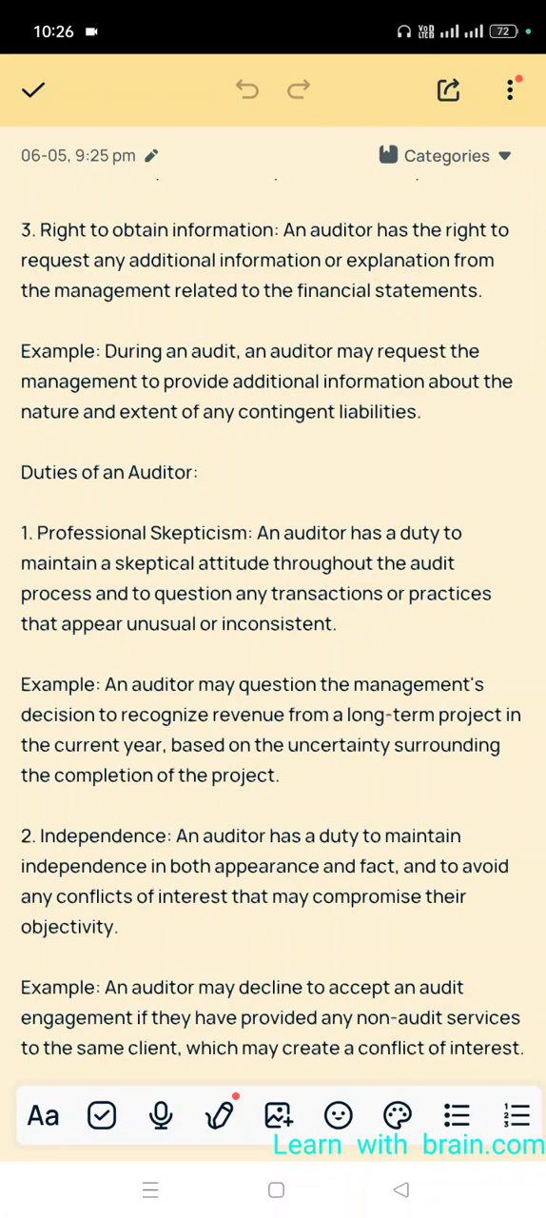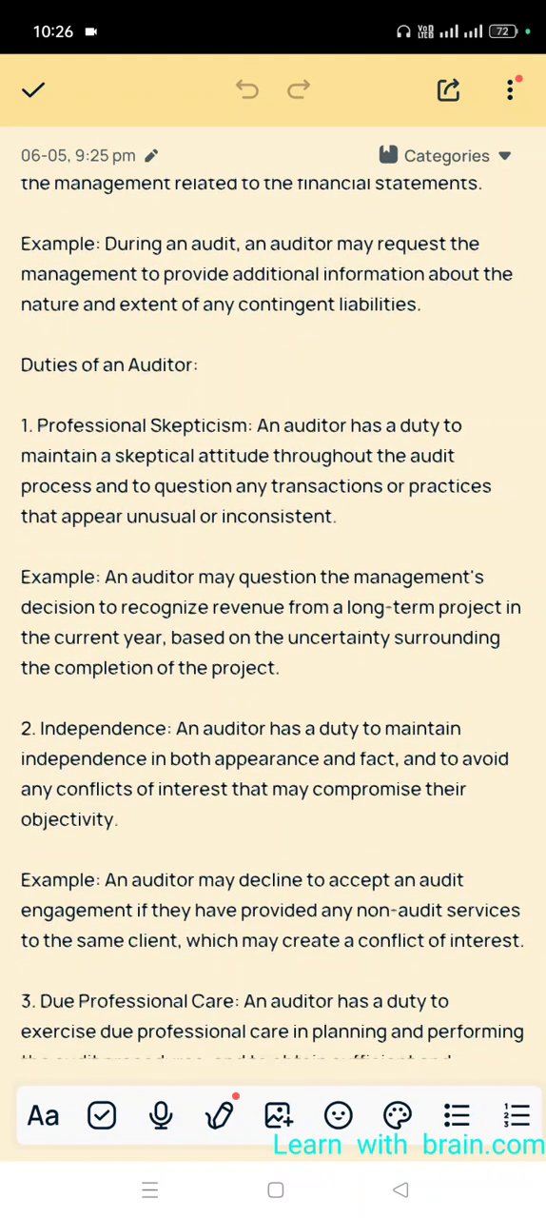Next, the third right, to obtain information. An auditor has the right to request any additional information or explanation from the management related to the financial statements. Right to obtain information about what? Related to the financial statements. For example, during an audit, an auditor may request the management to provide additional information about the nature and extent of any contingent liabilities. So that is also a right to obtain information.